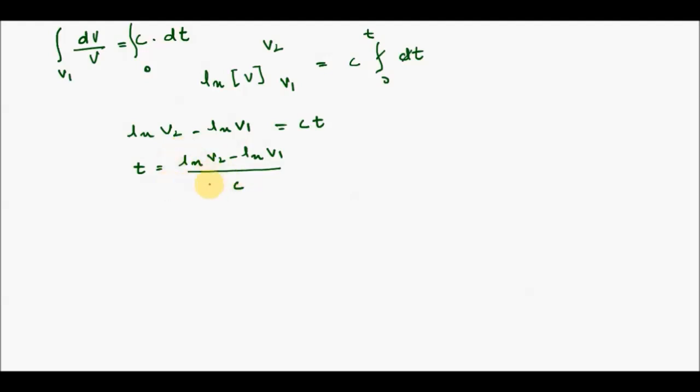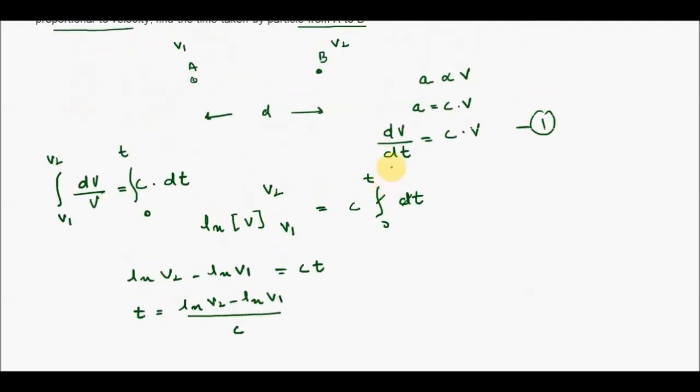But this is not my final answer. Actually, I have to make some substitutions so that I can replace c with something else. In order to do so, I'll focus my attention on equation first, and I can rewrite equation first as dv over dt equal to c into v, and velocity can be written as rate of change of displacement with time, right? Now here dt and dt will cancel out and we will be left with simply dv equal to c into ds, right?